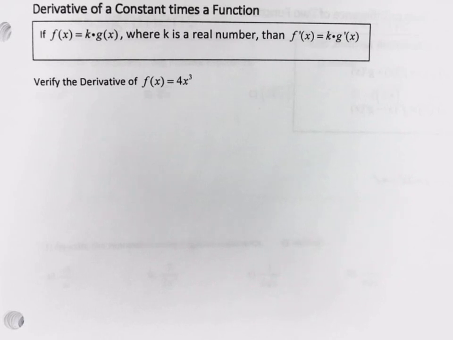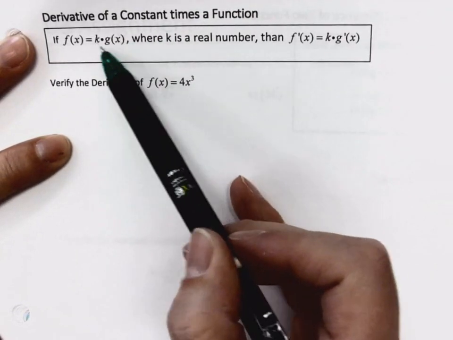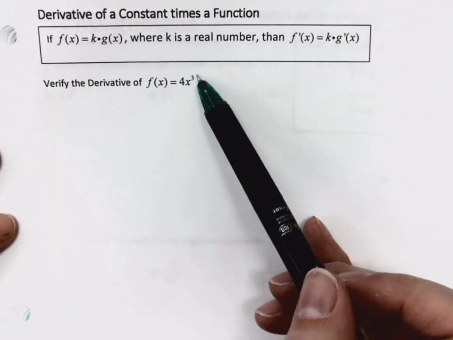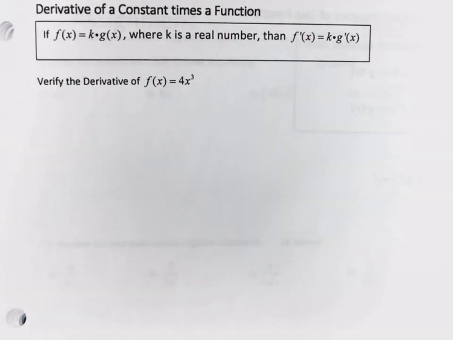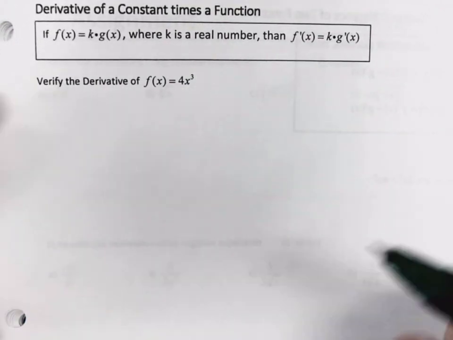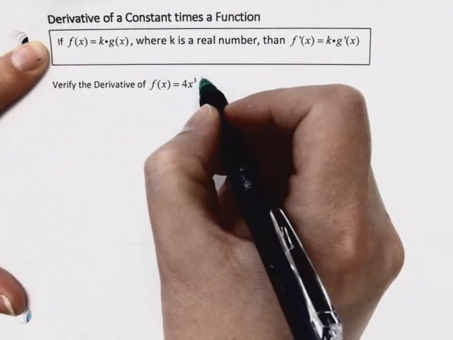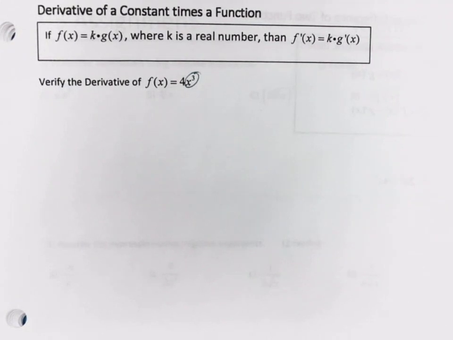Okay, derivative of a constant times a function. So number, actual function, so like for 4x cubed, the exponent only applies to the variable, it doesn't apply to the 4. So all this is saying is you're going to find the derivative of this, and you're going to multiply it by 4. That's it.